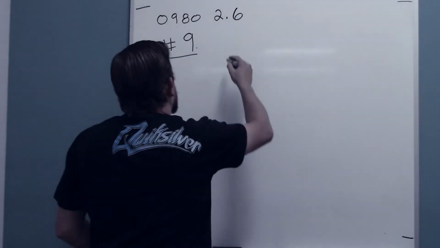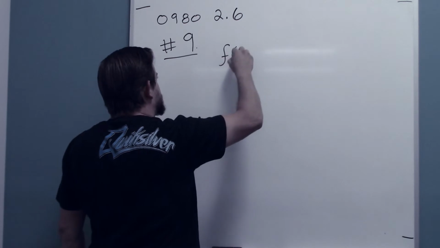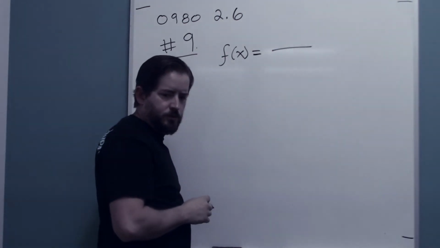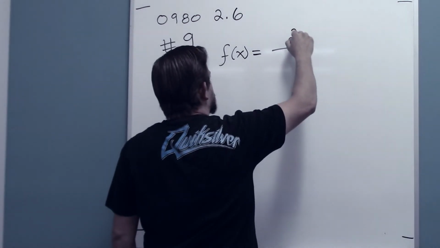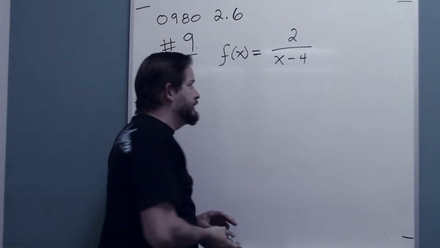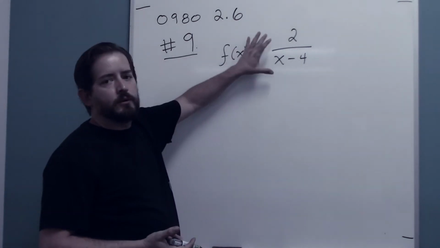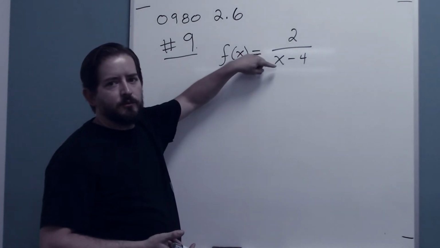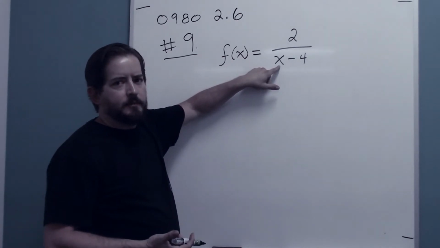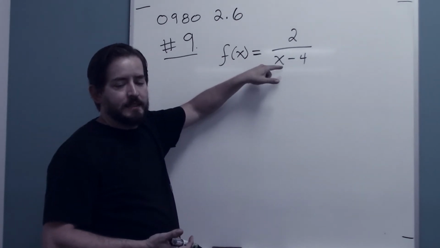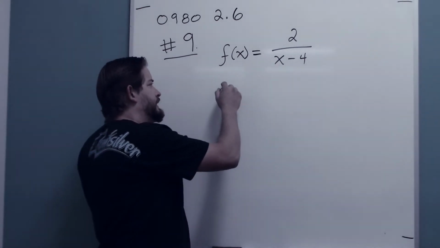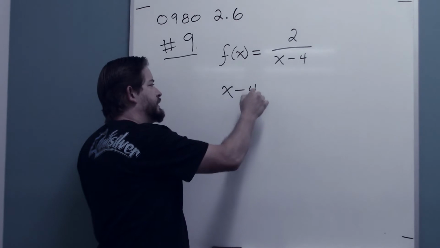Right. So 9 is, I have another function, and I have 2 divided by x minus 4. Right. My issue here, I don't have square roots, that's not an issue, but my issue is that I'm dividing by something that has an x. So I need to make sure that x is not some number that will make that denominator 0, because I can't divide by 0.